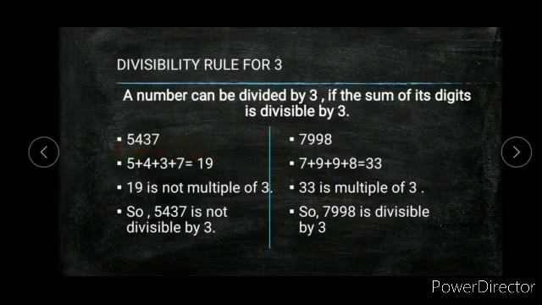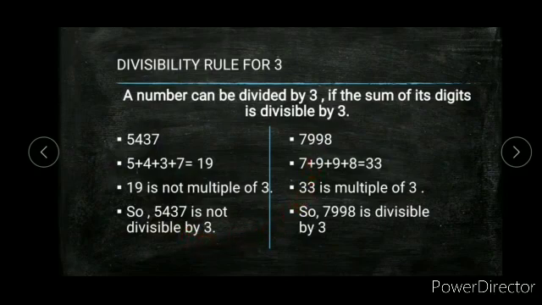You are supposed to find the sum of the digits of that particular number. That is 5 plus 4 plus 3 plus 7, and it is coming as 19. So 19 is not a multiple of 3. 19 doesn't come in the tables of 3. So the number 5437 is not divisible by 3.